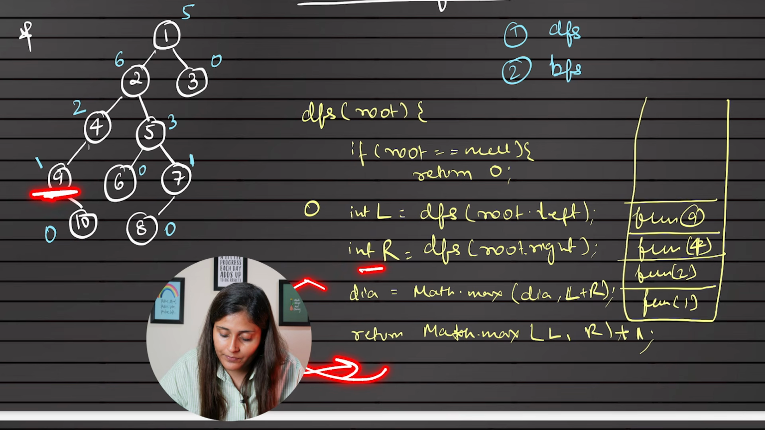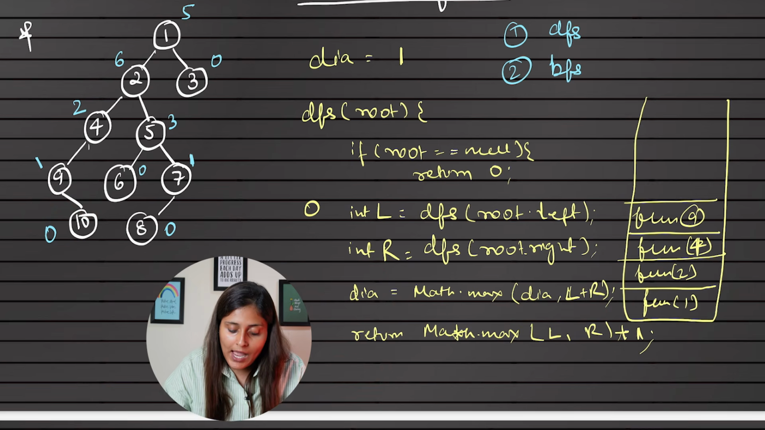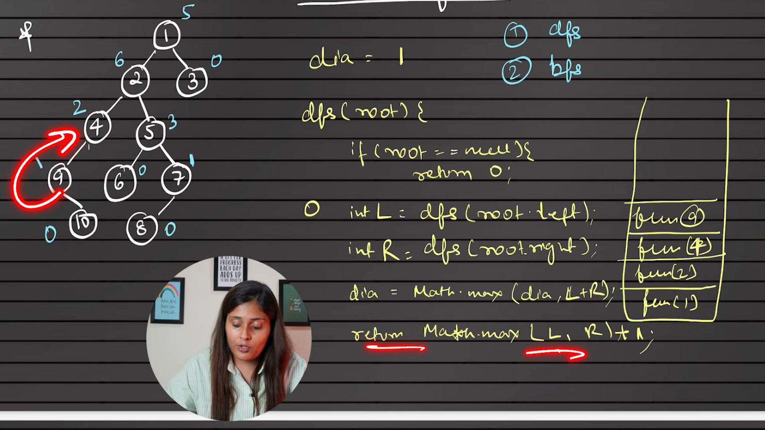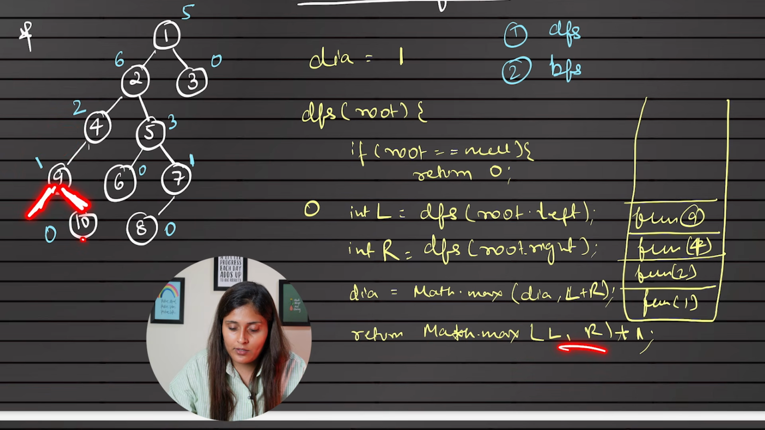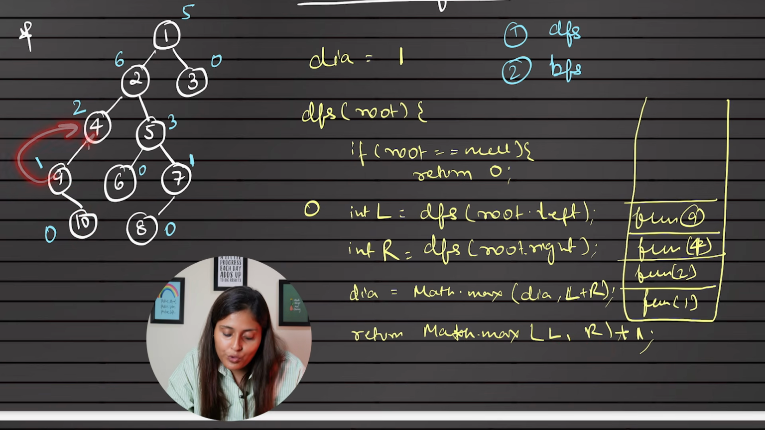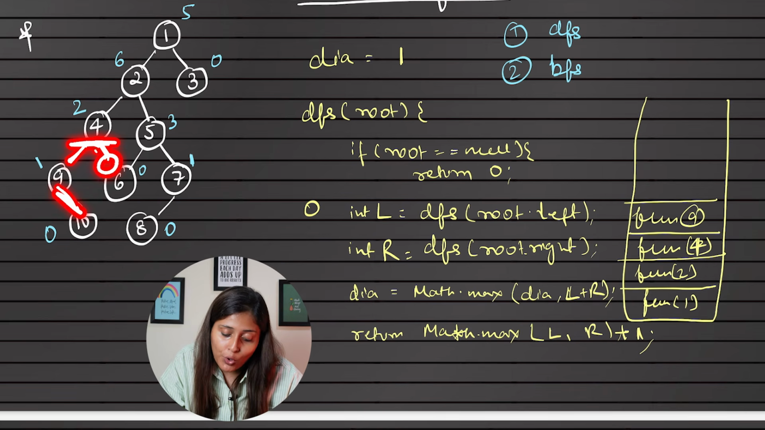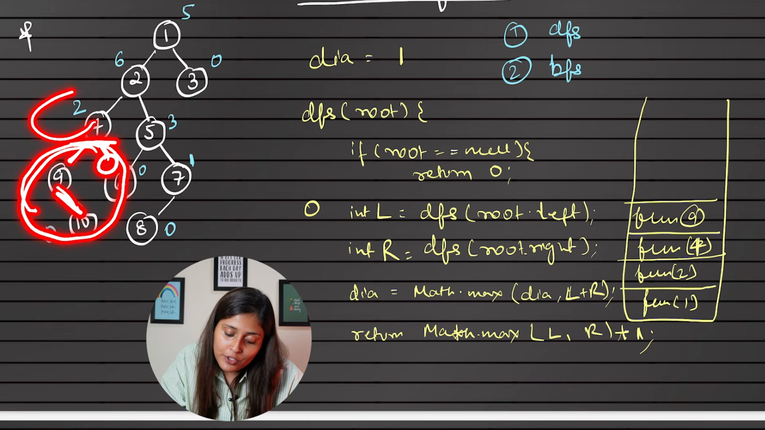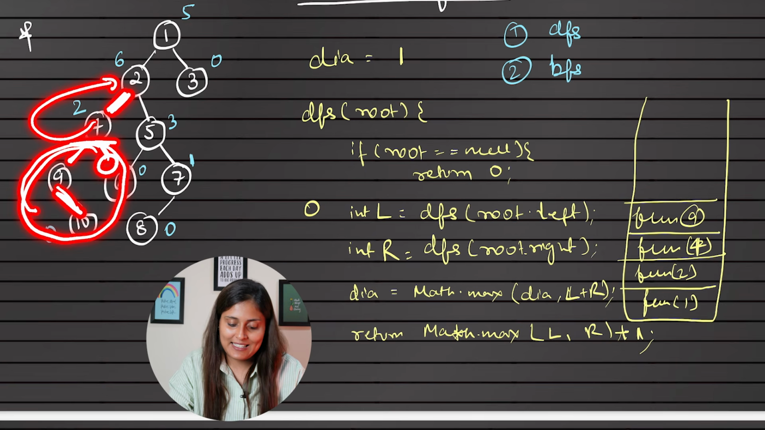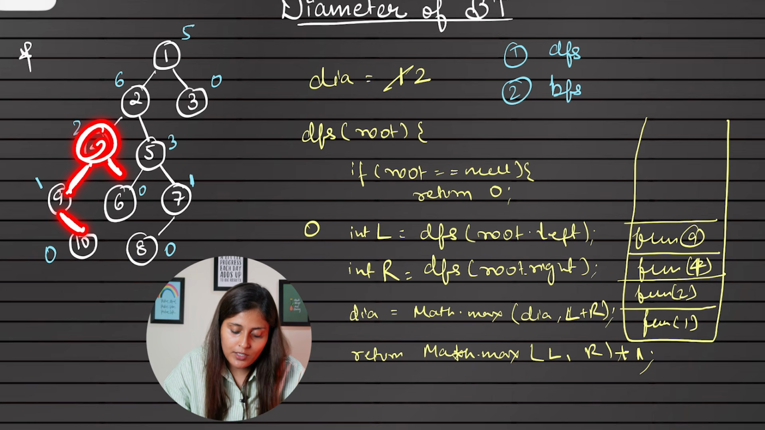So at 9, what will happen? At 9, diameter will be calculated as left plus right. Left is 0, right is 1. So as of now, what is my max diameter? 1. Now what will 9 return? Max of left, which is 0, and right, which is 1. So maximum is 1, plus 1 for this, so 9 will return 2 to 4. For 4's left, it is 2, from 4's right, it is 0. So in total, max is 2, and it will return 2 plus 1. So for this, the maximum diameter is 2, and here 0. We will return and here we will get 3 from 2's left.